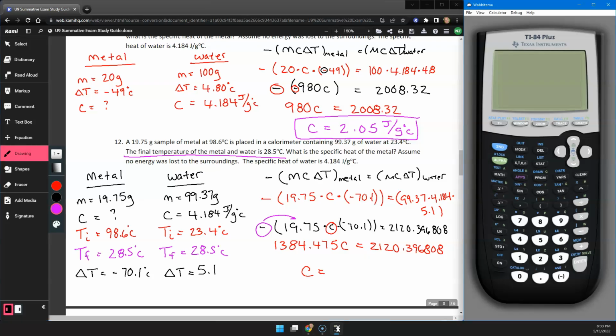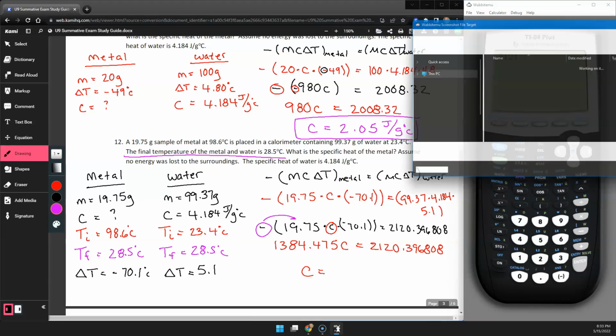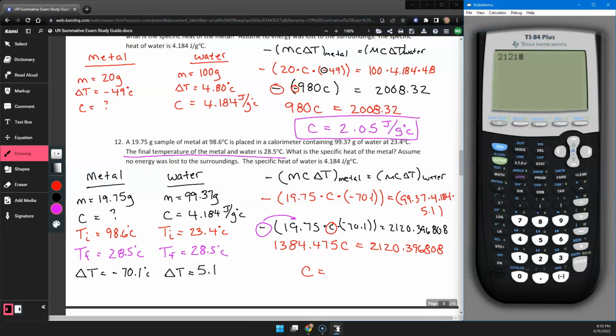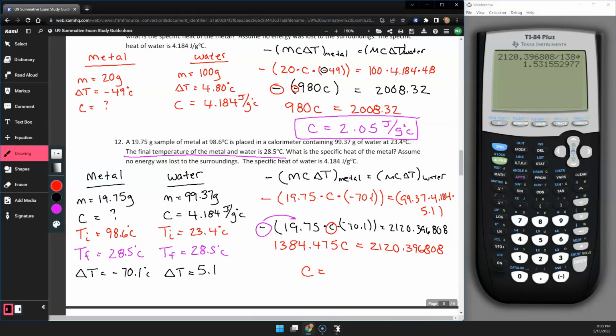Okay, so let's go back. So 2120.396808 divided by 1384.475. Okay, 1.53155. Okay, looking at our question, a lot of 3 sig figs. So let's round our final answer to 3 sig figs. So 1.53 joules over grams degrees Celsius.